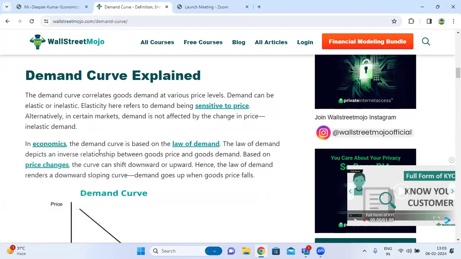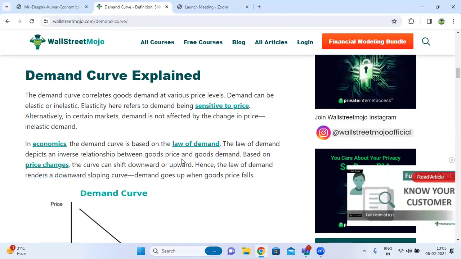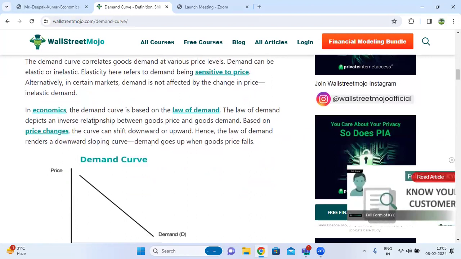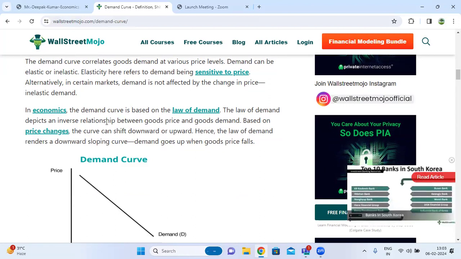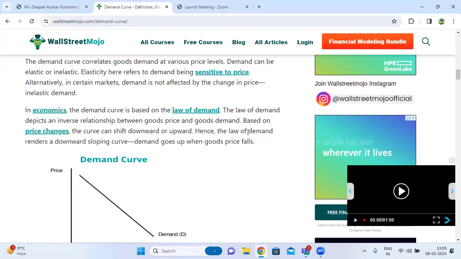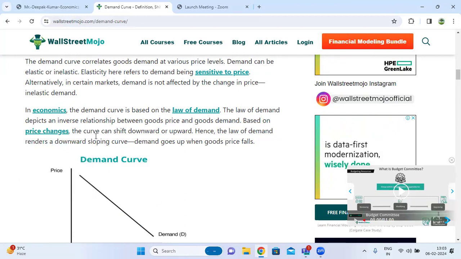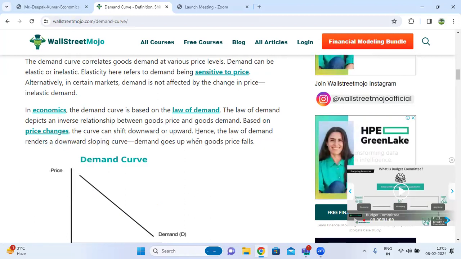In economics, the demand curve is based on the law of demand. The law of demand depicts an inverse relationship between the price of goods and the demand for goods. Based on price changes, the curve can shift downward or upward.